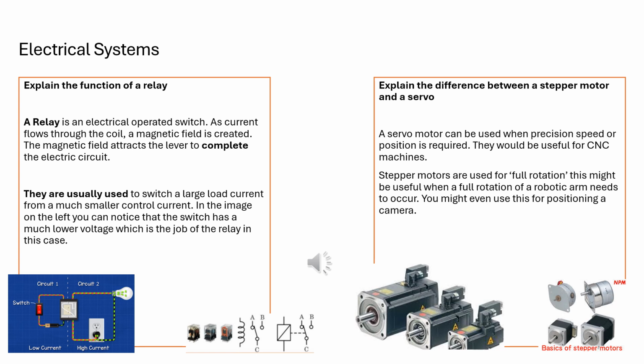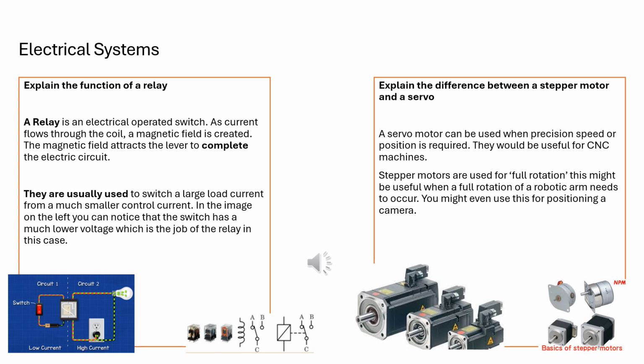So you can see here in the blue diagram, I've got my main circuit and there's a high current going through it. Now what I might need to do is switch this high current using a lower switch, which has a much lower voltage, and that's the job of the relay, so that the load is reduced when it's going through that switch. You can see that in the diagram here.